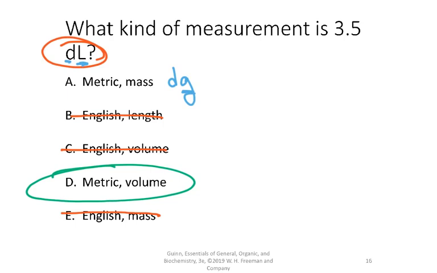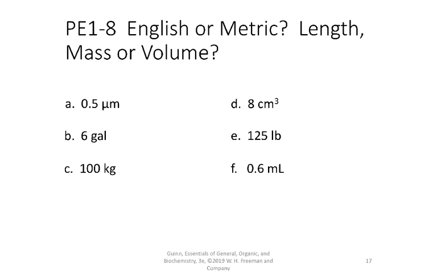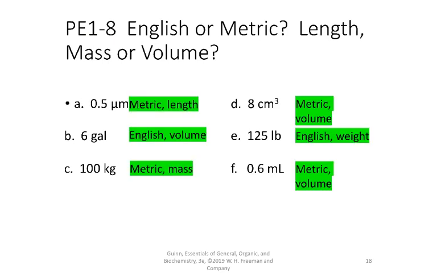Now, we walked through that one. Here are a few more, going similar idea. This is practice exercise 1.8 from your text. Are these English or metric? And are they length, mass, or volume? So go ahead and pause and answer. And now I think you're back. So I'll show you. We're just going to populate the answers and we'll talk about it if needed. There we go. 0.5.